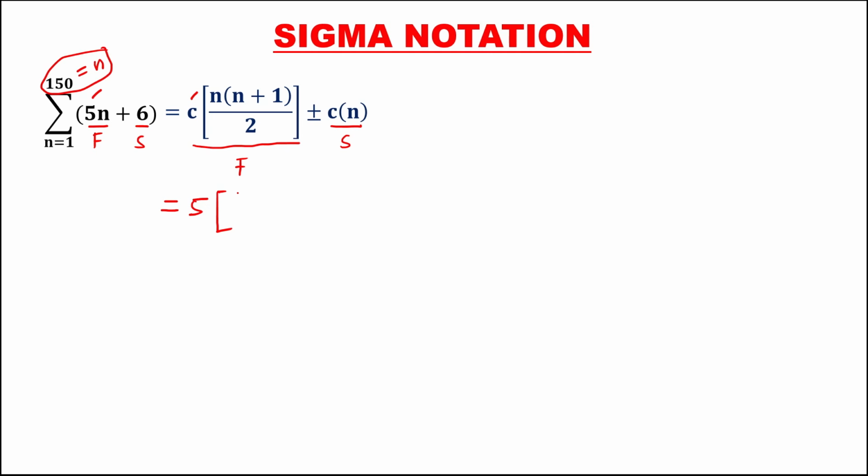So that's equal to 150, then times 150 plus 1, then all over 2. Then since this one is plus, we're going to use the plus. Then the constant in the second term, this one is 6, then times n is 150. From this, we can use now the calculator to find the value.